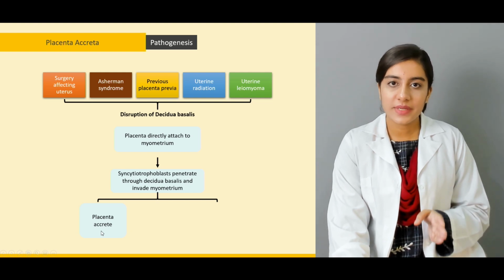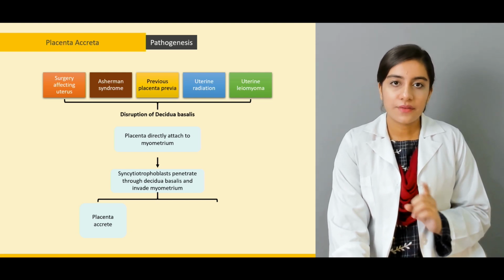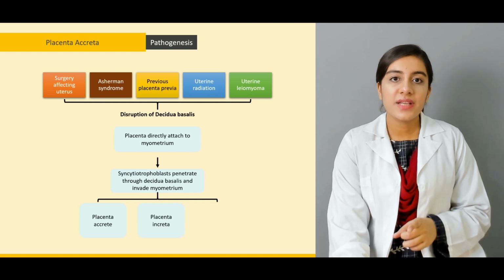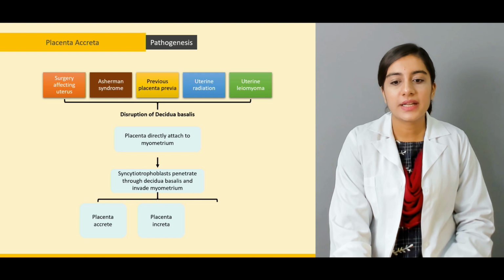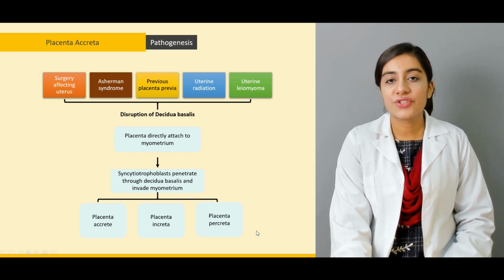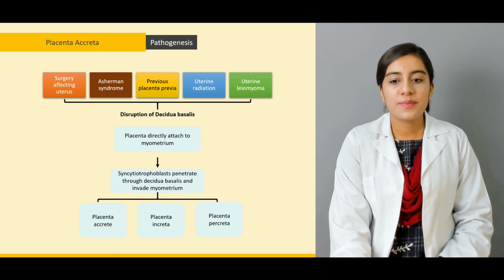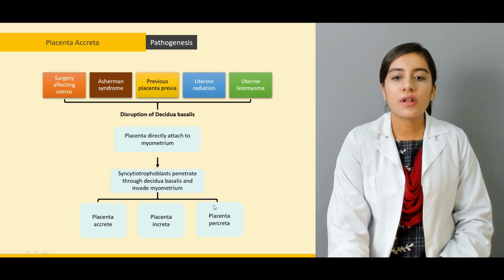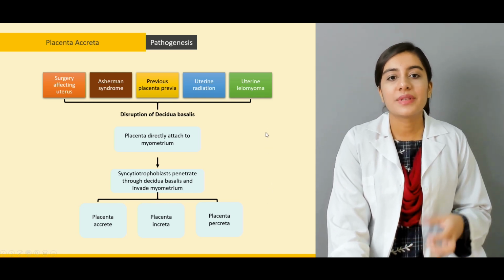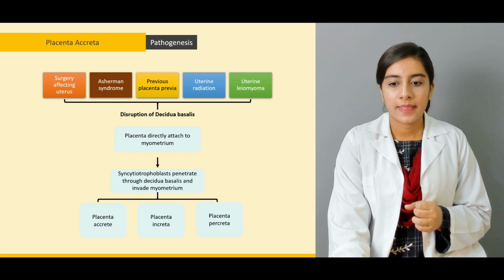The first one is placenta accreta that we have talked about. The second one is PI, if you remember from the previous slide, and that stands for placenta increta. And the final one, the most dangerous and severe one, is placenta percreta. So this is all about the pathogenesis of placenta accreta.